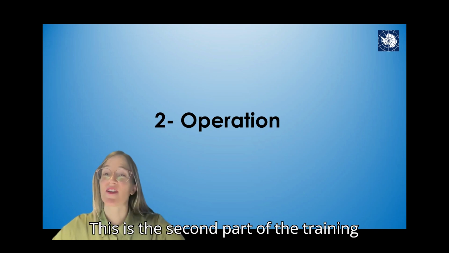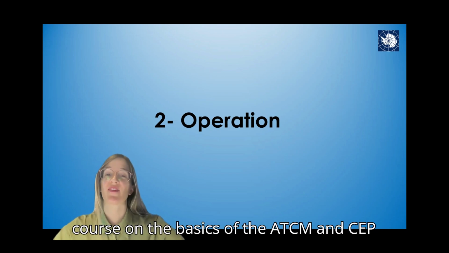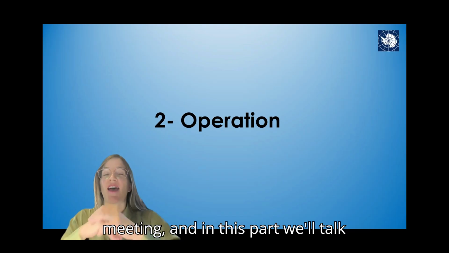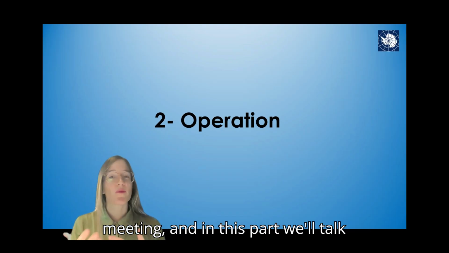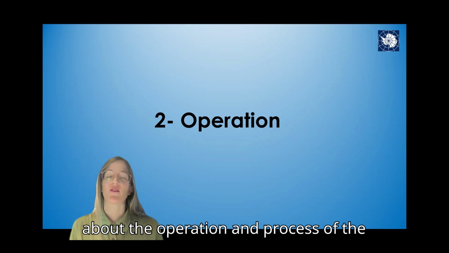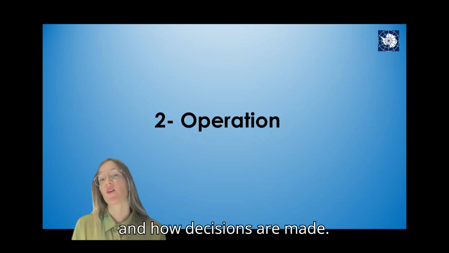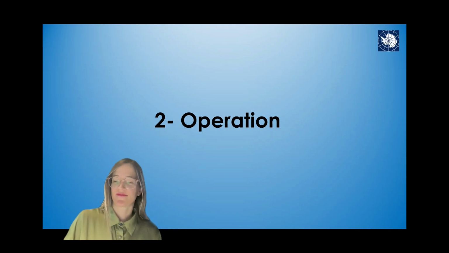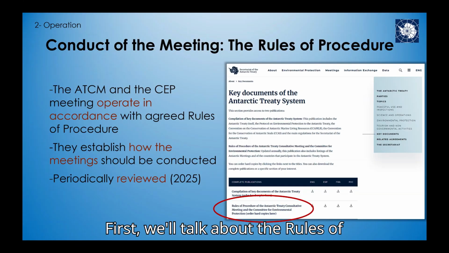This is the second part of the training course on the basics of the ATCM and CEP meeting. And in this part, we'll talk about the operation and process of the meeting, including the rules of procedure and how decisions are made.